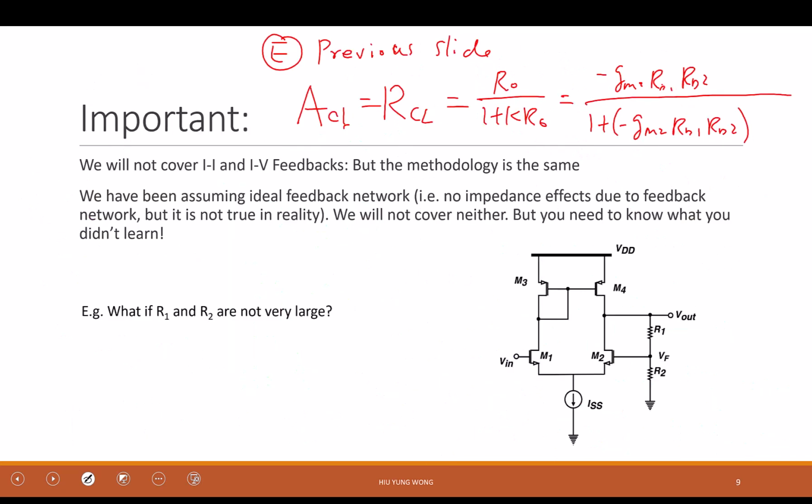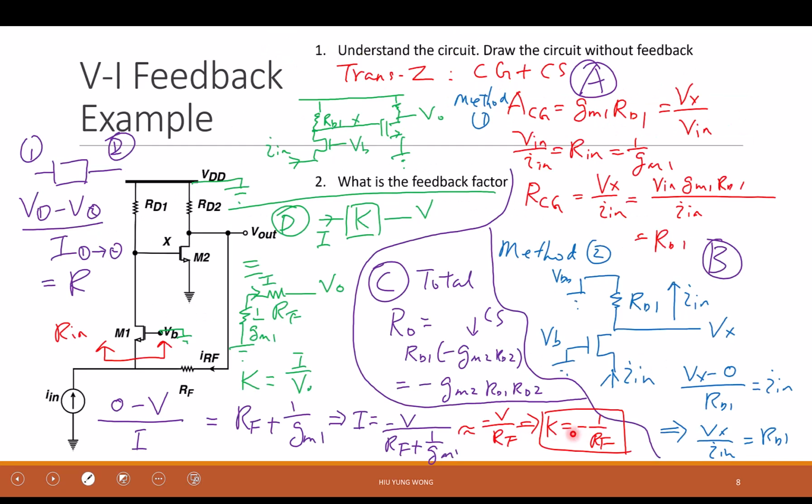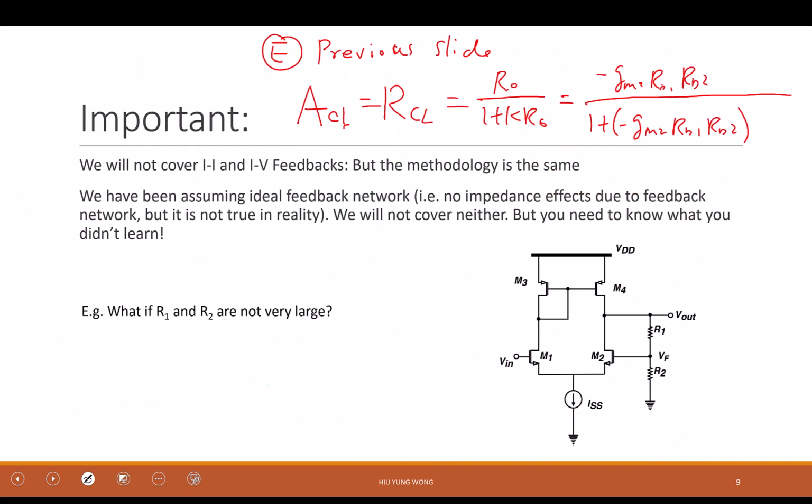Thank you. As for those who cannot see it, K is negative 1 over RF. I will spend a lot of time to derive it. Negative 1 over RF. It is nice. Two negatives make positive. So it's still a negative feedback, right? Because this is the loop gain. I mean, is it the loop gain?